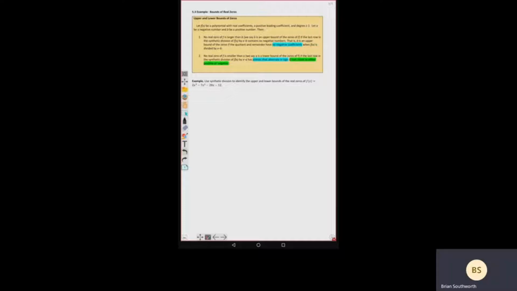and what values do I choose? What values should I choose for my upper and lower bound? And why do I care? So I'll start with the why do I care sense. We have this polynomial here: f of x equals 2x cubed minus 7x squared minus 28x minus 12.